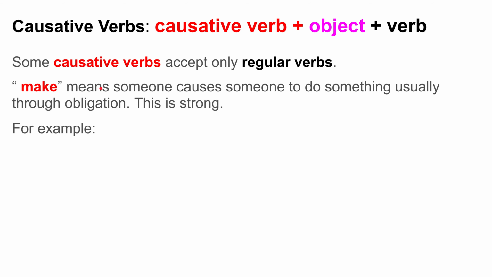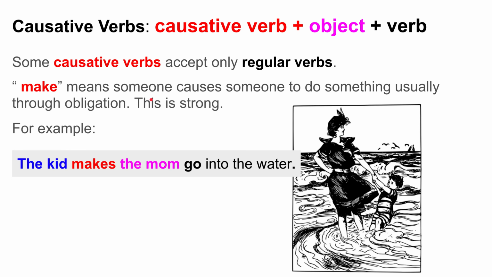Let's look at another causative verb that accepts regular verbs. That's make. And make means someone causes someone to do something, and it's usually through obligation. It has a very strong meaning. This means it's a forced action. You can see the boy's pulling the mom into the ocean. He says, I want to go to the ocean, you must come. So we can see that the kid makes the mom go into the water. The kid is forcing the mom into the water. He's forcing this action. It's a really strong action. So the kid makes the mom go into the water.